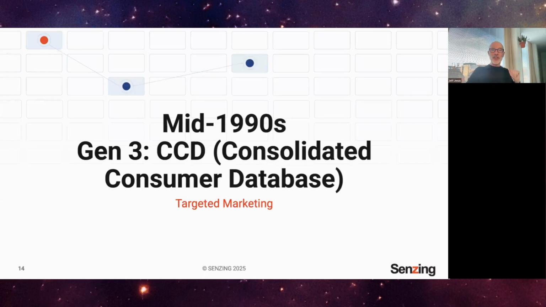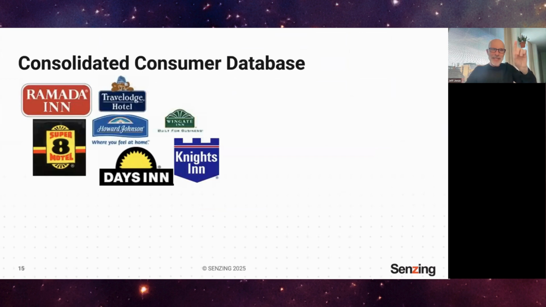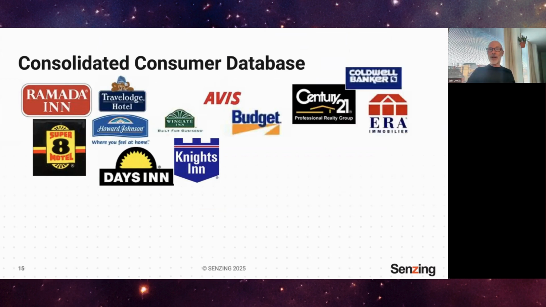Now, jump to Gen 3, a little later in the 90s, before the word big data. Boom. This company owned Ramada, Howard Johnson, Super 8, Days Inn, Nights Inn, Travelodge, Wingate, 23% of all the hotels in the US. And they owned Avis and Budget Rent-A-Car. And they owned Century 21, ERA, and Coldwell Banker. They had 5,000 data sources, a billion transactions, about 100 million people. This is in the 90s.